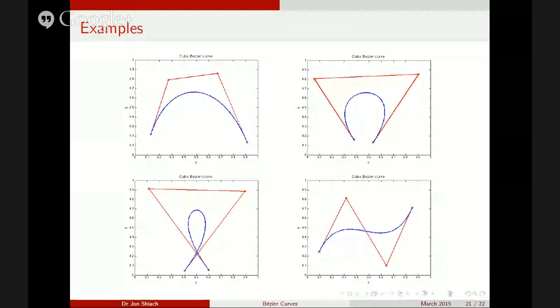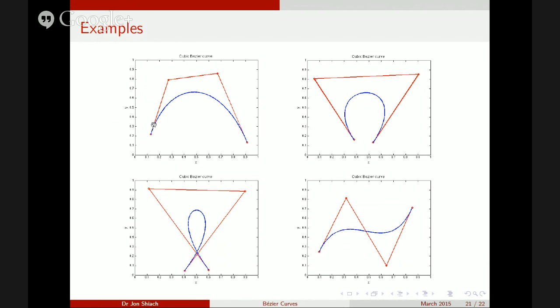Okay, here's a few examples. In practice, we only ever really use cubic Bezier curves, the reason being they're easy to calculate. If we want a complicated swirly pattern, we just put a load of them together. These are a few examples of cubic Bezier, and you can see that the control points determine the shape of the curve.